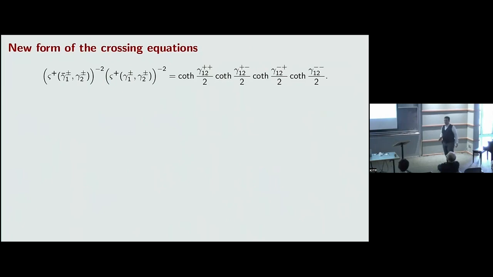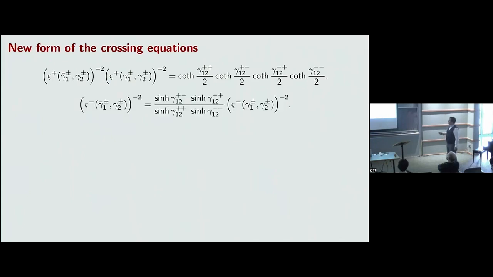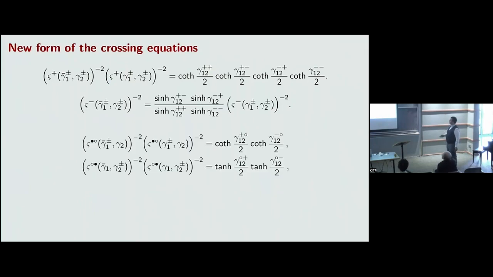And now I can rewrite the crossing equations for the simplified objects in terms of the new variables. And you see that they depend only on these objects, gamma 1, 2, which are differences of gamma 1 minus gamma 2, with indices plus and plus, so gamma 1 plus minus gamma 2 plus, and so on, gamma 1 plus minus gamma 2 minus, and so on. And they are very simple functions. And similarly, gamma minus satisfy a monodromy equation, again very simple, and so on and so forth.